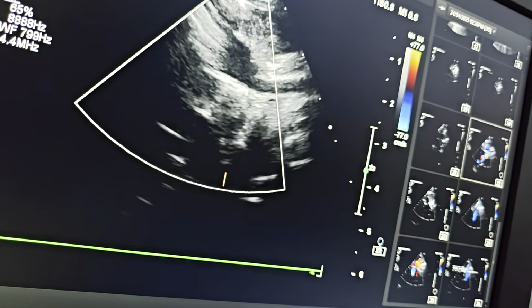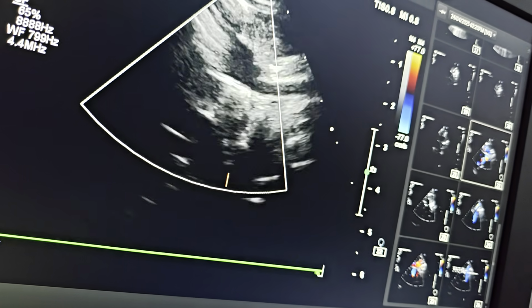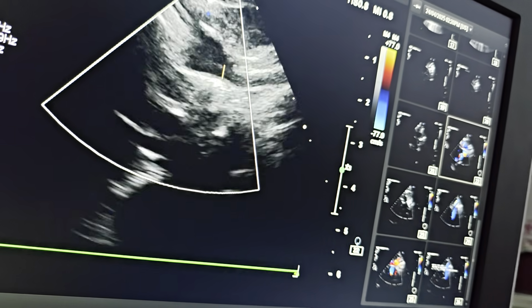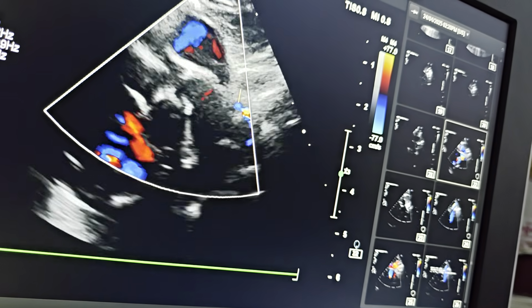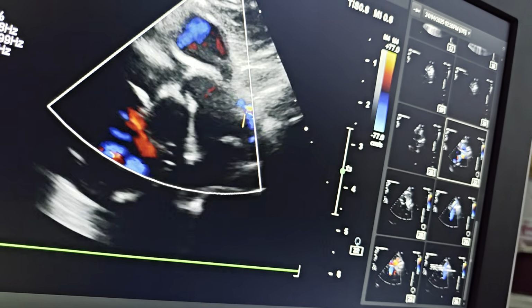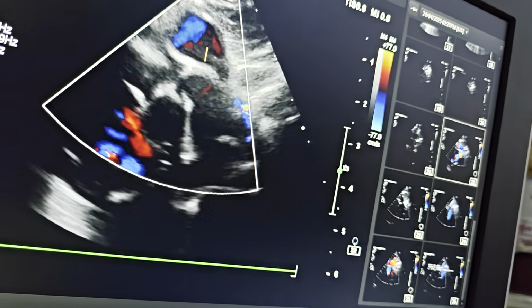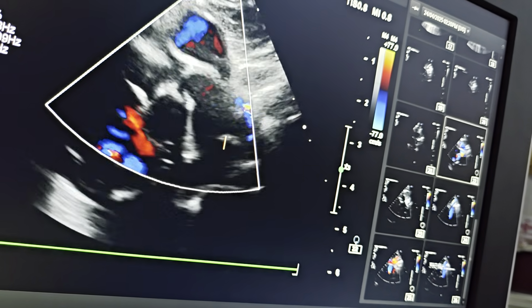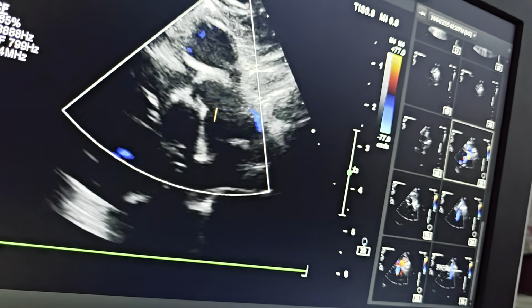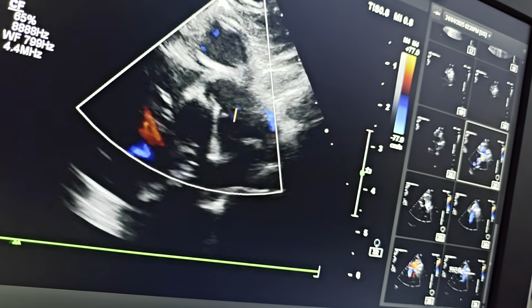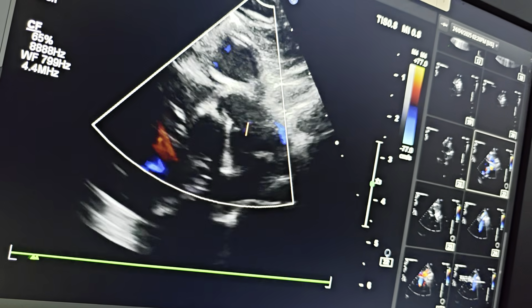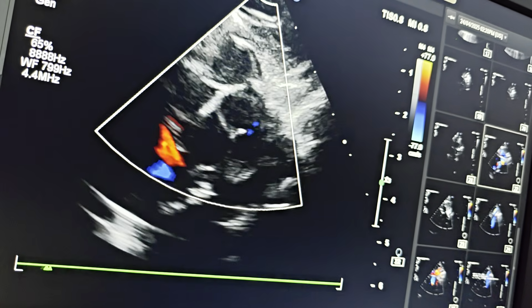You can see my cursor is at the descending aorta like this. This is the descending aorta, and this is the aortic arch giving origin to the left subclavian artery, but no communication exists between this aortic arch and the descending aorta. The descending aorta is getting blood from the main pulmonary artery. So that is why we call it an interrupted aortic arch in case of truncus arteriosus.